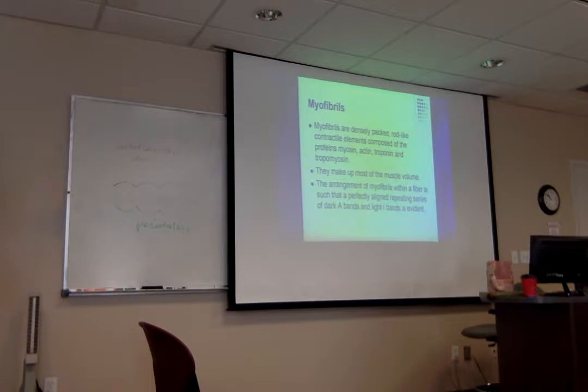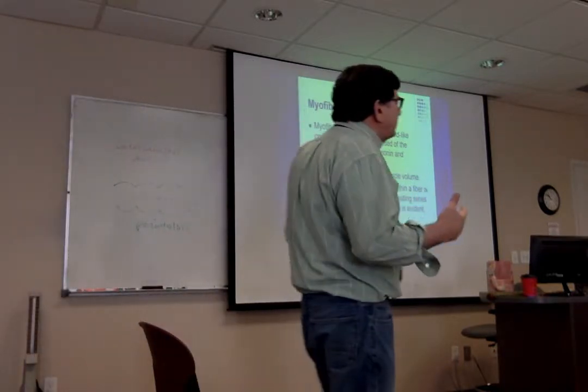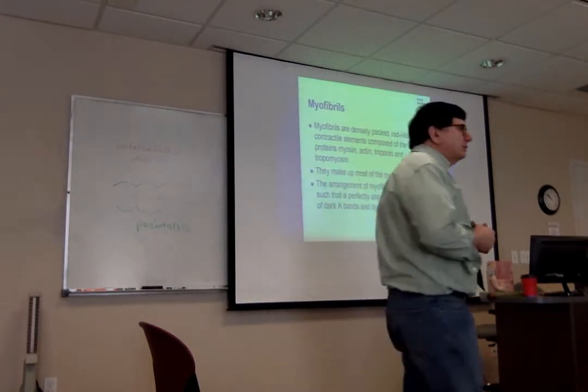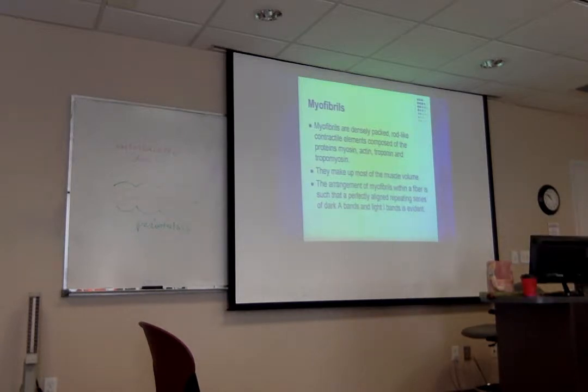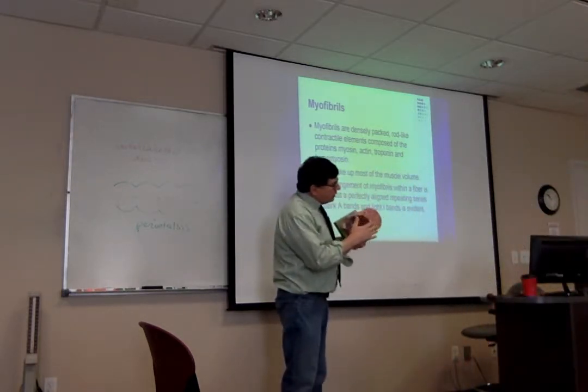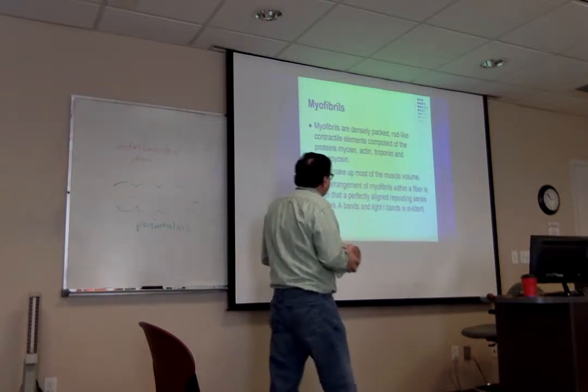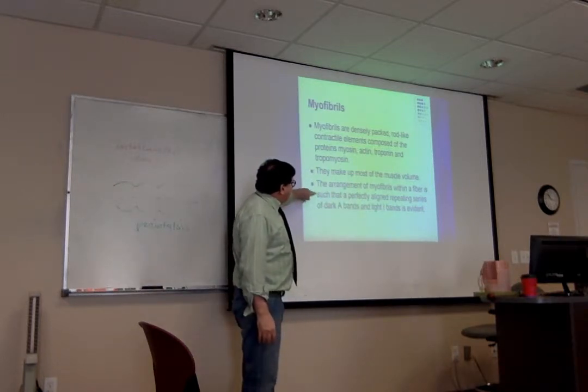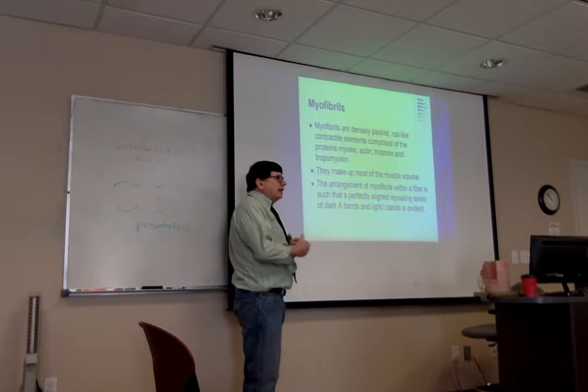Myosin and actin are structural proteins that interact to bring about muscle contraction. Whereas troponin and tropomyosin are considered regulatory proteins. They're not structural, but they help that contraction to occur. And these myofibrils, as you can see here, make up most of the volume of the cell. And we said that their arrangement is such that you see a perfectly aligned pattern of dark and light bands.